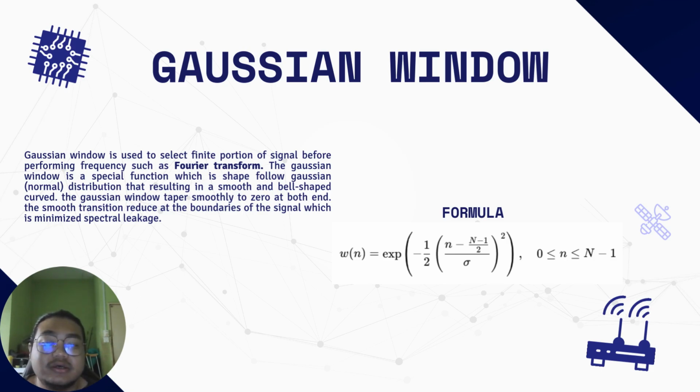Okay, this is the formula for the Gaussian window. w(n) equals exp of minus one half times the quantity (n minus (N minus 1) divided by 2) divided by sigma, all of this to the power of 2.